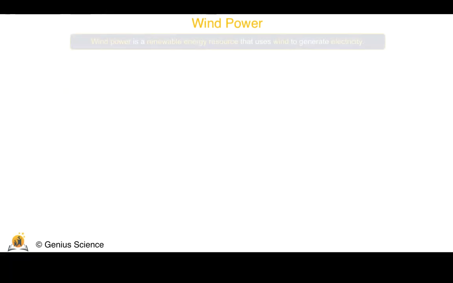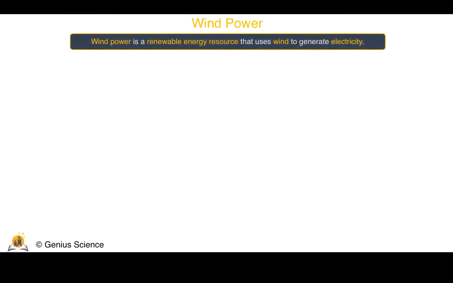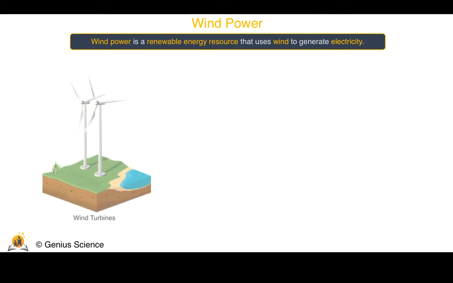Wind power is a renewable energy resource that uses wind to generate electricity. In every boat that has a sail, wind power is used and has therefore been used for centuries. However, in more modern times, we have utilised the power of wind to generate electricity using wind turbines.